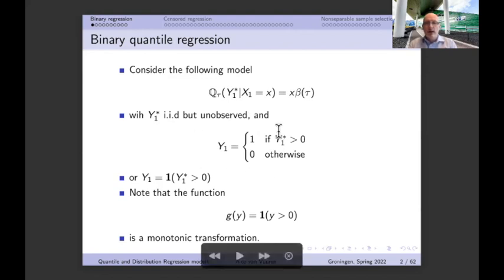We can write our model like this, but we can write an equivalent model in the following form that we have over here. We can also write y1 as being the indicator function that indicates that y1 star must be larger than 0.